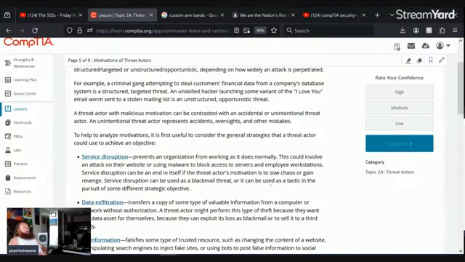Data exfiltration transfers a copy of some type of valuable information from a computer or network without authorization. A threat actor might perform this type of theft because they want the data assets for themselves, because they can exploit its loss as blackmail, or sell it to a third party.